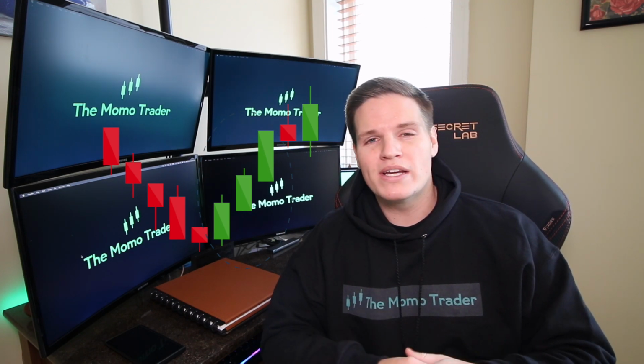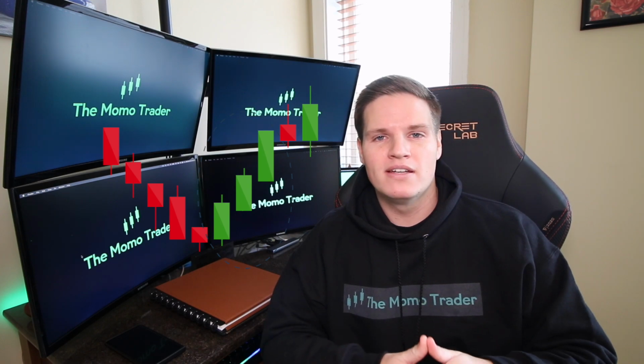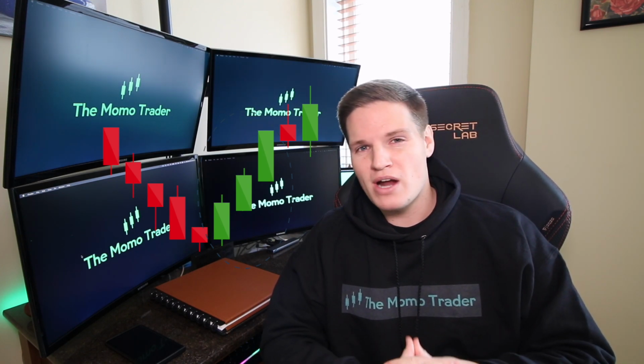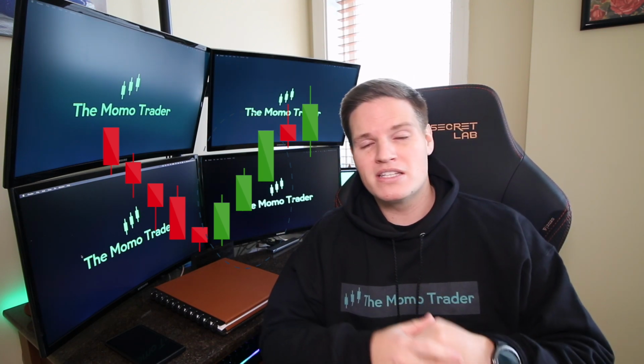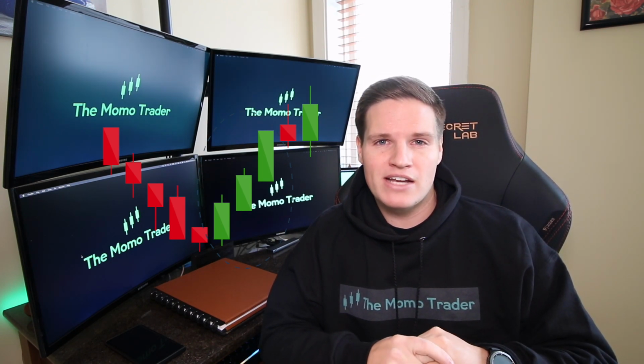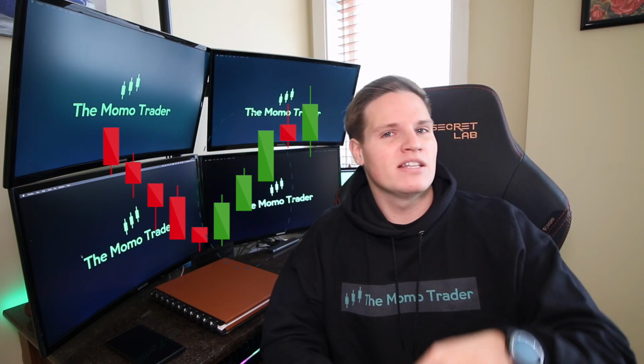When you see three full body red candles and the price just dropping very rapidly, if there's a level of support that the price is about to hit, that normally can be an indicator that there's going to be a reversal, and it's going to bounce back up.